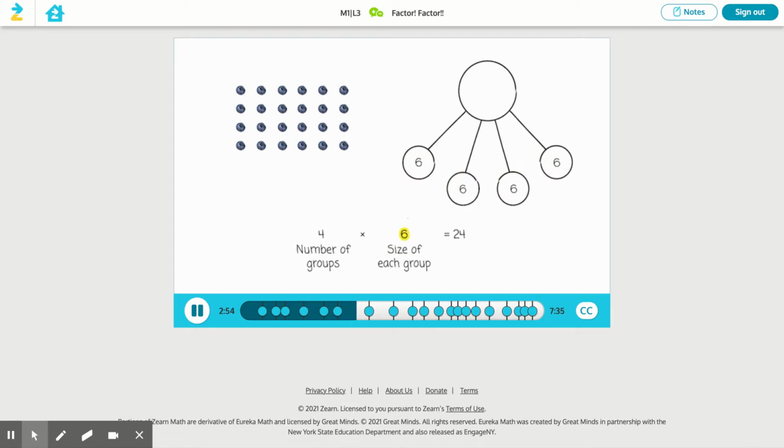This factor tells us the size of each group, 6. We can see the size of each group here in our array, and here inside each part circle. What is 4 groups of 6? Record the total here.